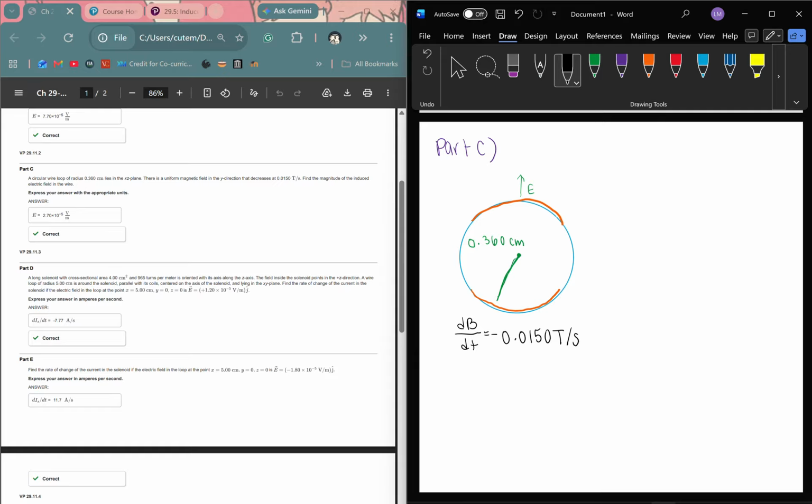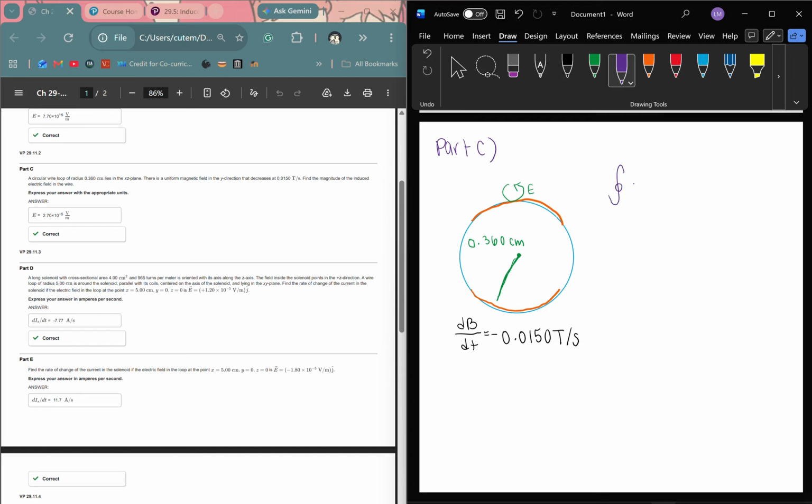The point where I need to find the electric field is 0.360 centimeters from the center, and the magnetic field is decreasing at a rate of 0.0150 Tesla per second. So an induced electric field forms in a circular loop, going this way. An induced electric field is going to form in a circular loop around the axis of the solenoid. We're going to use Faraday's law, like we did in the last part.